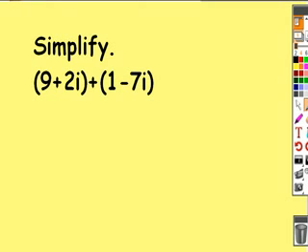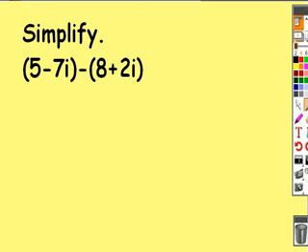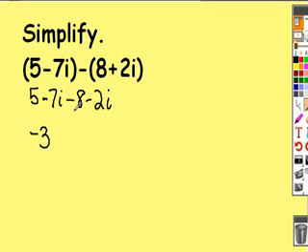So again, an example when you are adding: add the real parts, add the imaginary parts, use the sign inside. When you are subtracting, you use the distributive subtraction, which is 5 minus 7i minus 8 minus 2i. Then add the real parts, add the imaginary parts.